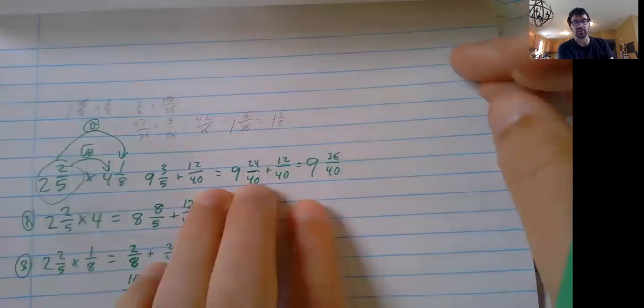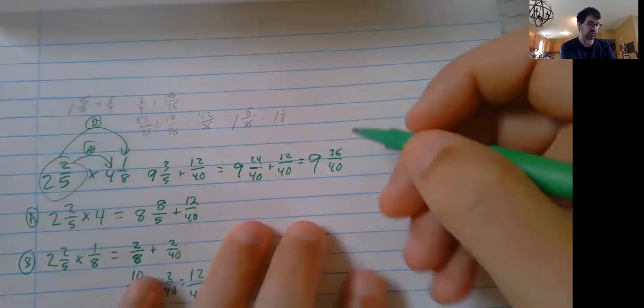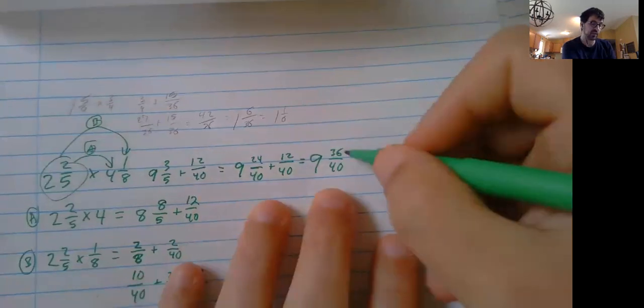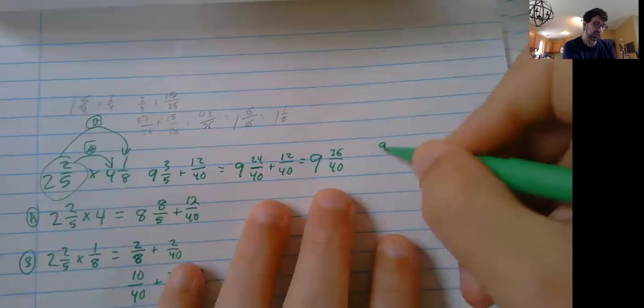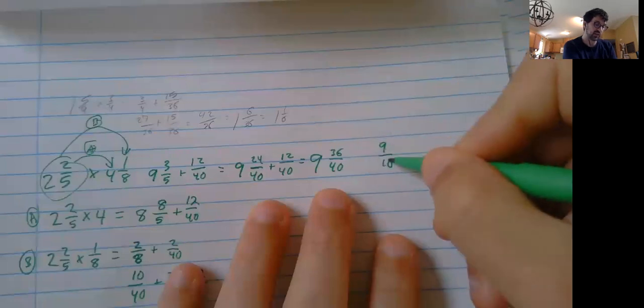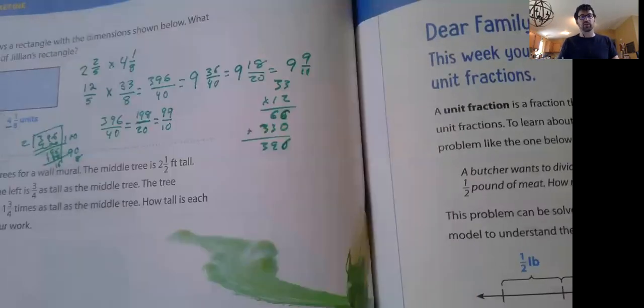Okay, so anyways, that's what I got here, right? Both of these are divisible by 4. So if I divide 36 by 4, I get 9. 40 by 4, I get 10. Therefore, it's 9 and 9/10, right? 9 and 9/10.